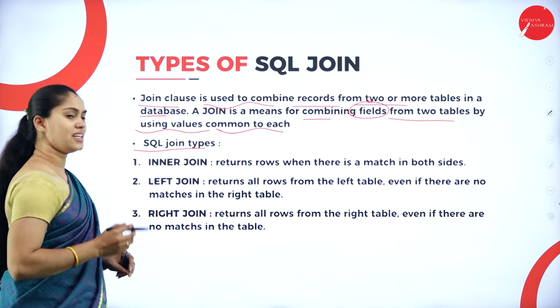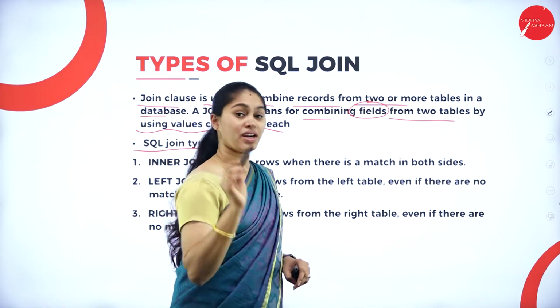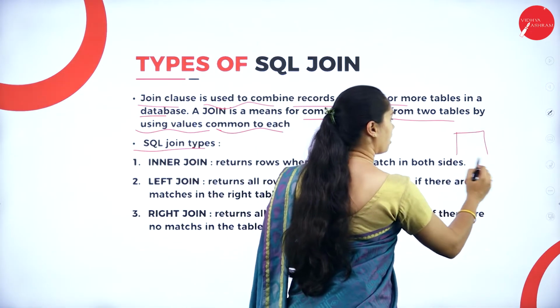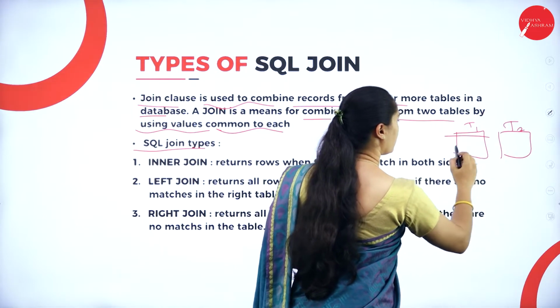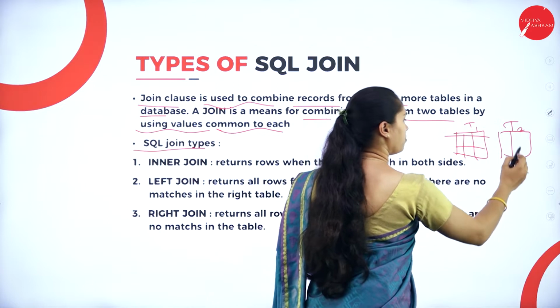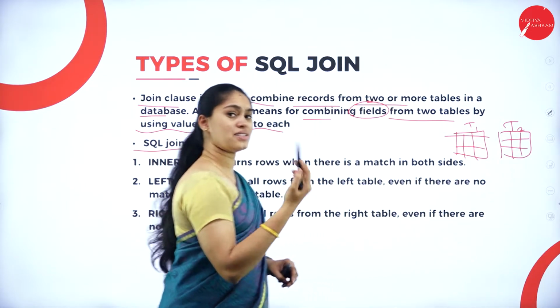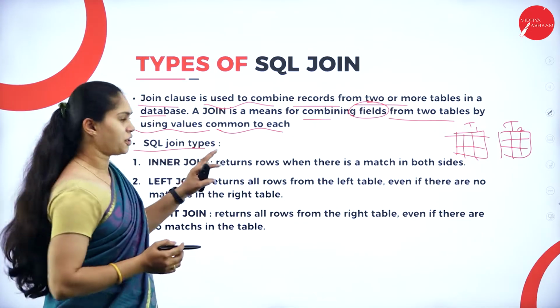Then what are the types of join we have? Here you need to understand one thing. Here we have 2 tables, right? Table 1 and table 2. We are combining the rows of those tables based on their column, attribute or field, which you need to remember.